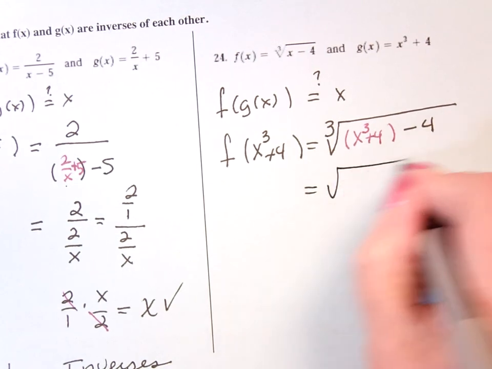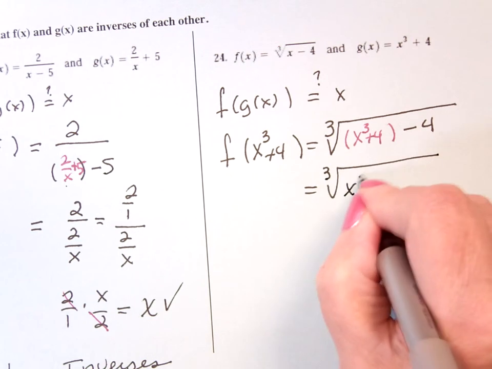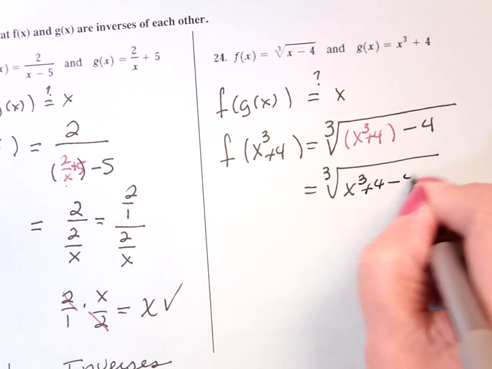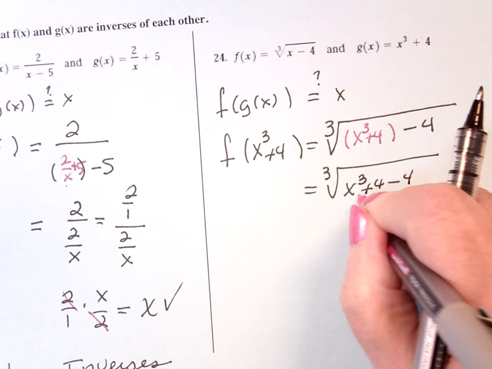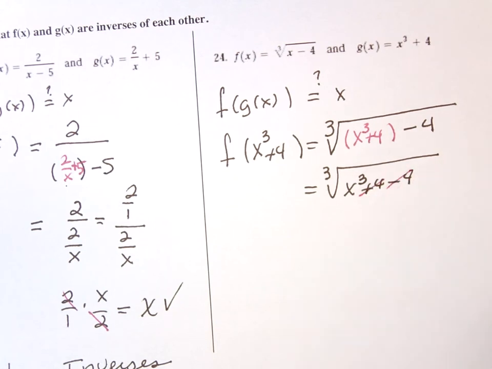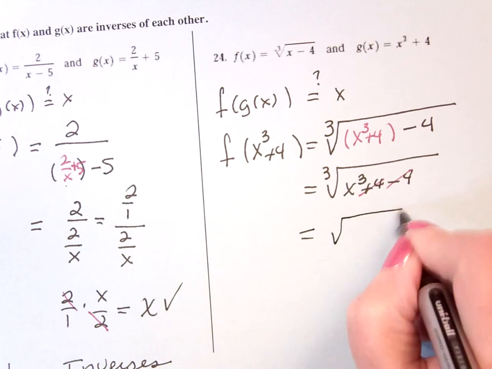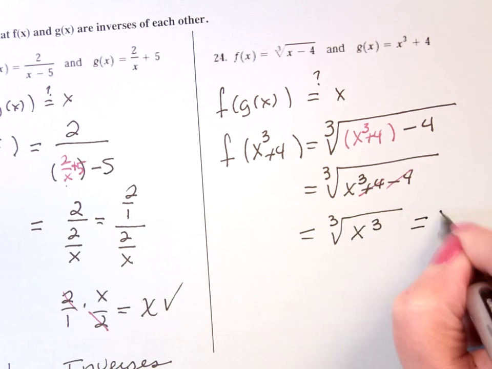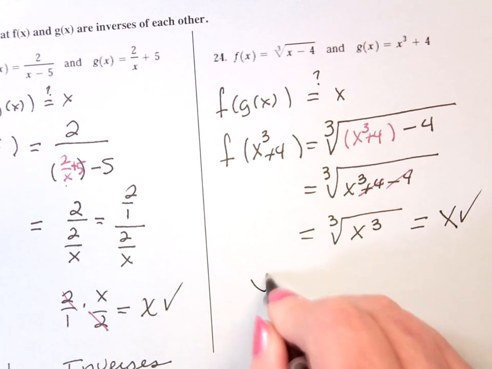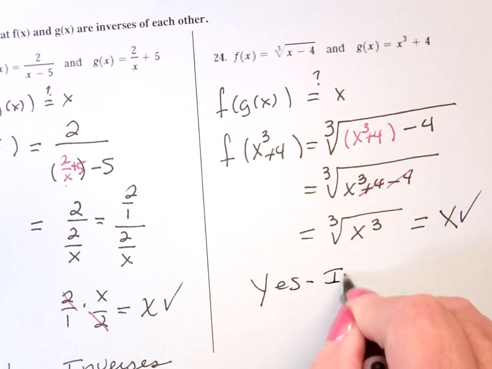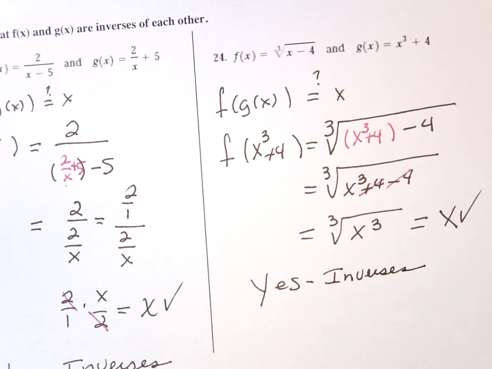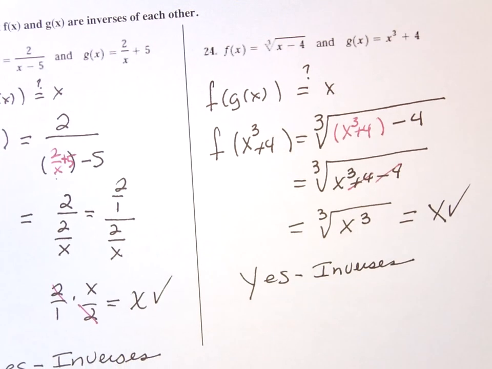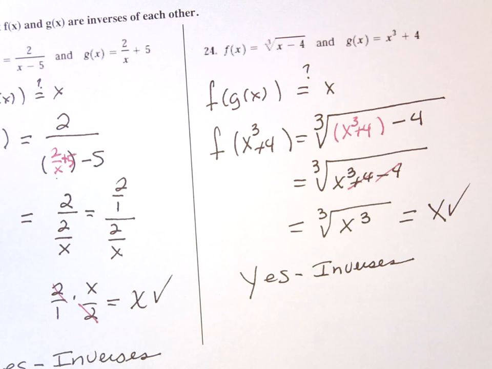This becomes the cube root of x cubed plus 4 minus 4. Plus 4 minus 4 adds to 0, which is the cube root of x cubed, and the cube root of x cubed is x, and it verifies, so yes, inverses. So that's why you have to have cube root in there, because you end up with an x cubed, and it's got to undo x cubed. Cool, huh?